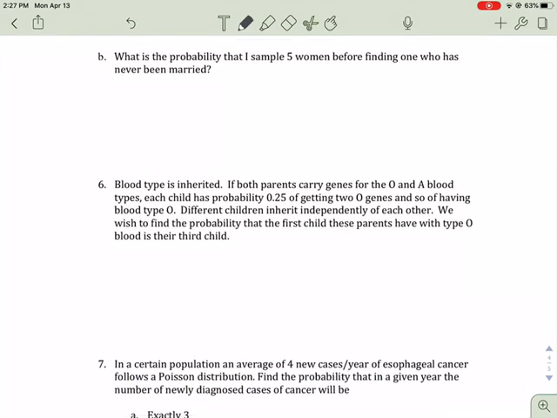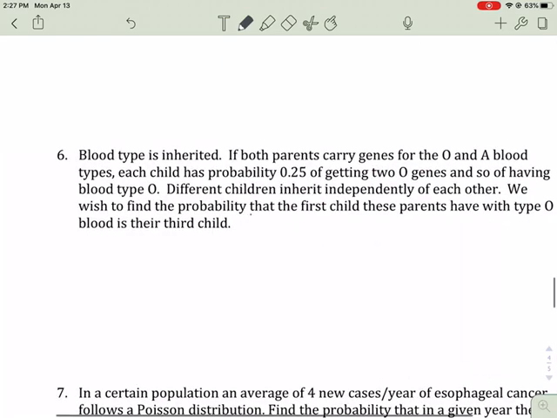Okay. Blood type. Probability of 0.25 of getting 2 O genes, so having type O blood. Different children inherit independently of each other. We wish to find out the probability that the first child, these parents with type O blood, is their 3rd. This is geometric because my first success is going to occur at the 3rd child.